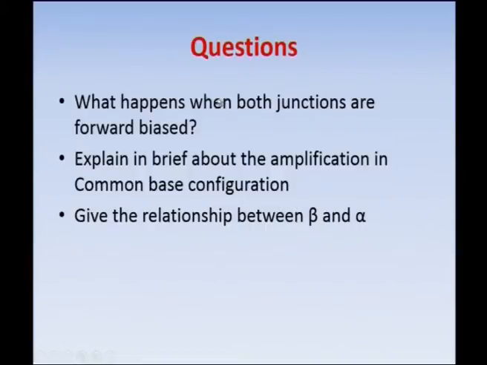And here are some of the questions. What happens when both the junctions are forward biased? Explain in brief about the amplification in common base configuration. Give the relationship between beta and alpha.